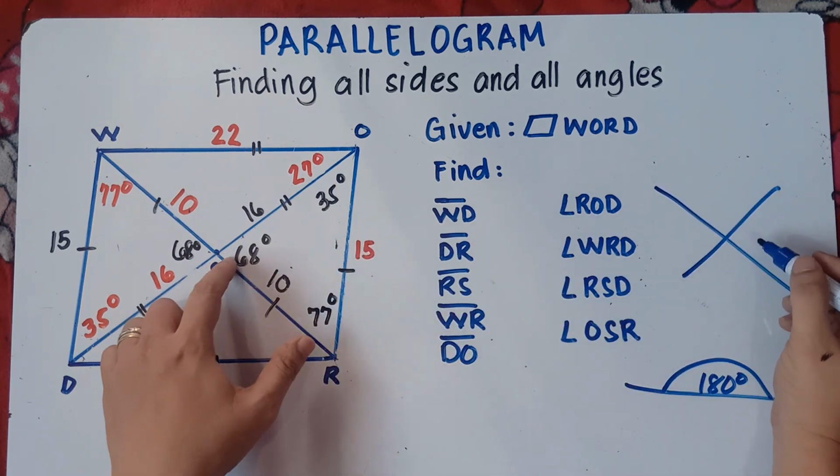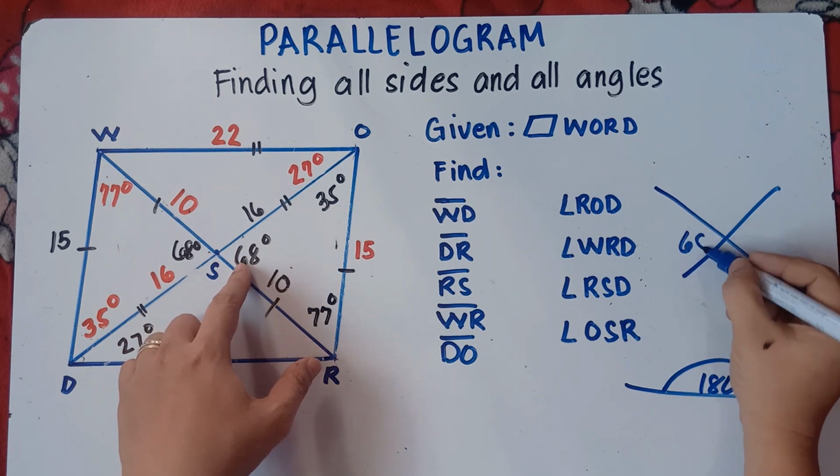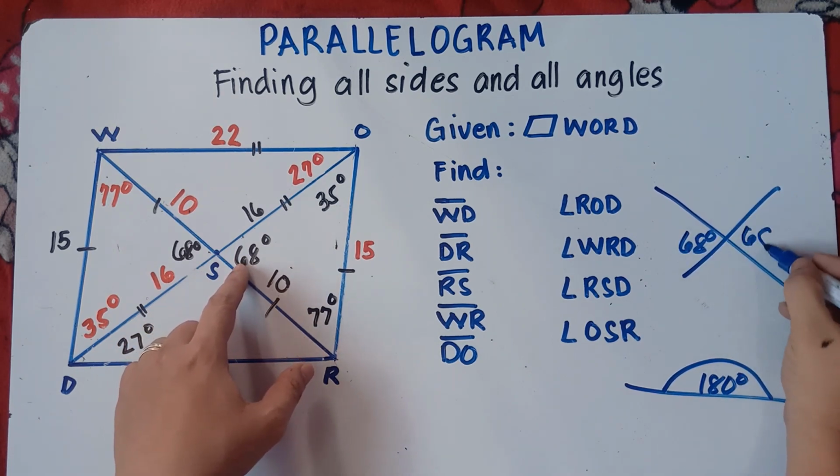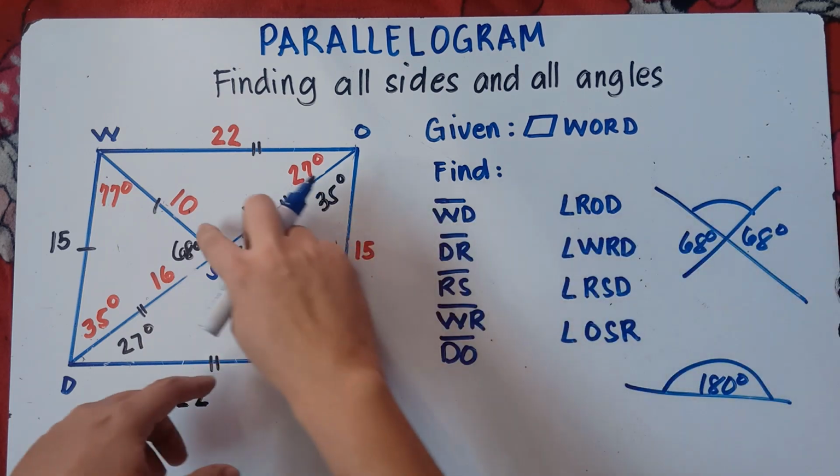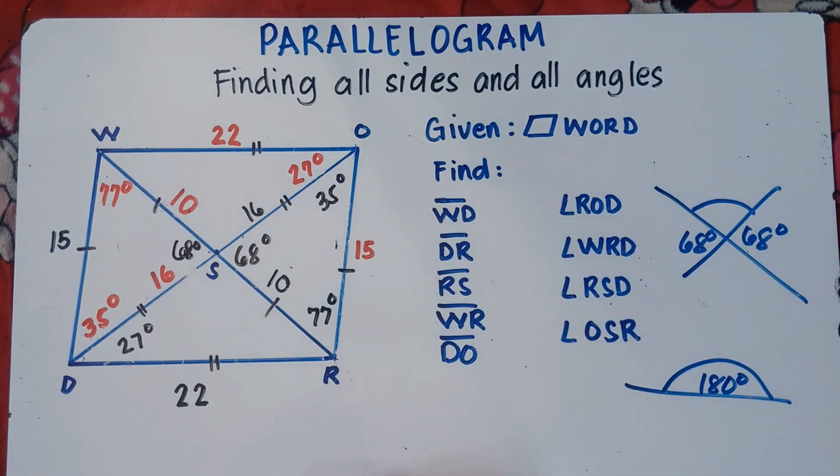This is 68. This one right here, class. Therefore, the measure of this angle, class, this one. I hope you understand this one.